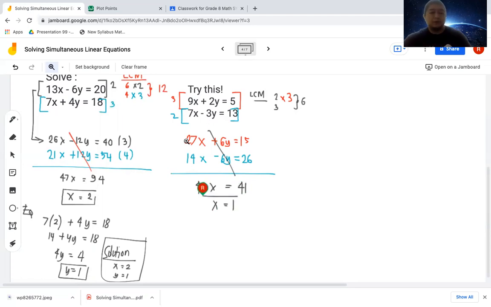So again, solve for the value of y. This is very easy as I see it. Okay, so you will choose which equation you are going to use. So let's say I will choose equation number 1. So this is going to give us a calculation of 9 times the value of x, which is 1, plus 2y is equivalent to 5.